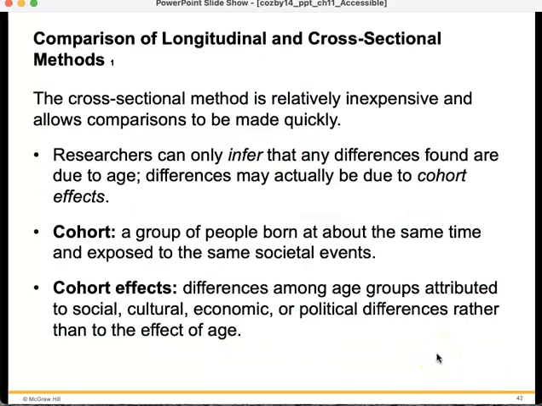And so, the cross-sectional method is relatively inexpensive, and it allows comparisons to be made quickly. But researchers can only infer that any differences found are due to age. Differences may actually be due to cohort effects. A cohort is a group of people born at the same time and exposed to the same societal events. So a cohort effect is the differences that we find among age groups that can be attributed to social, cultural, economic, or political differences rather than just to the effect of age.